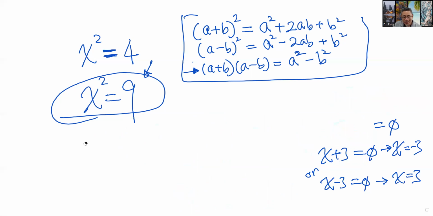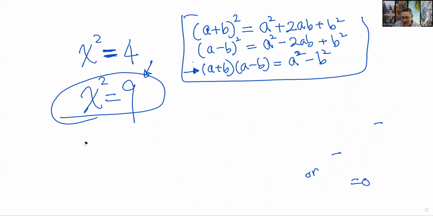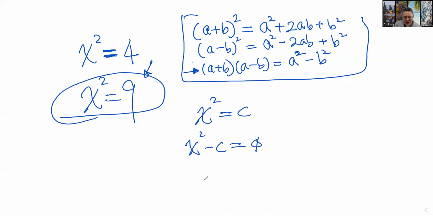Now, based on that, we can have a formula. I think we talked about the formula: x squared equal to c. We can write this as x squared minus c equal to 0. Then c we can write as the square root of c, squared, right?